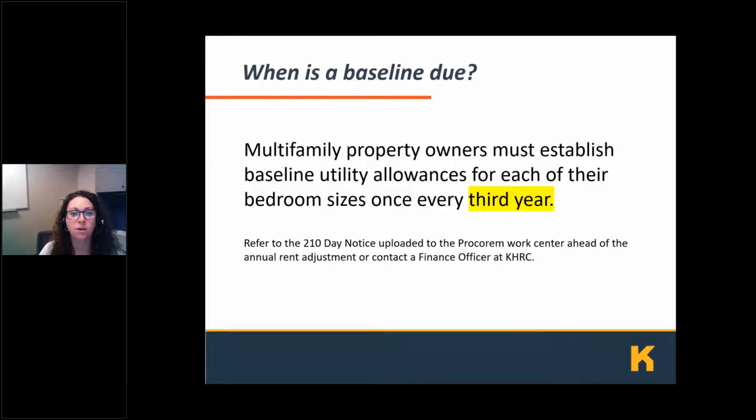Now, I did touch on how you can know when that baseline was that you had for your property last on those 210 letters. If you are not in the middle of your annual rent adjustment, please feel free to call us at any time. If you're considering doing a baseline, if you're not due for one, but you don't remember when the last one was, please call, email. We'll be happy to look that up for you and let you know.